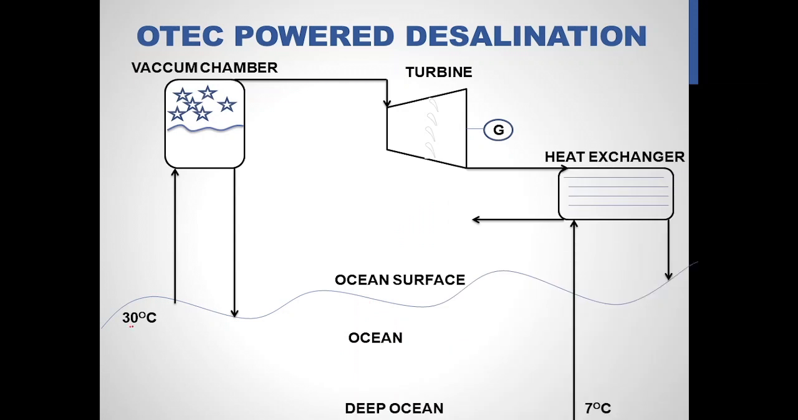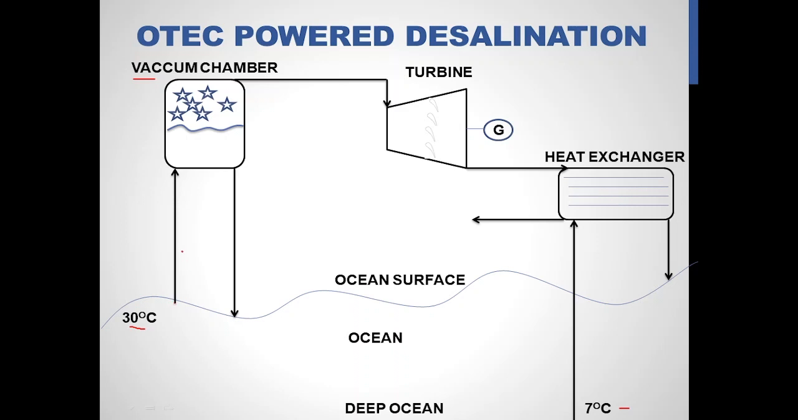If you see, there's the ocean surface at 30 degrees Celsius, and if you go into the deep ocean, it will be around 7 degrees Celsius. For that, I think you need to go 4 kilometers deep into the ocean. So what we need is a vacuum chamber where we create a vacuum pressure. Let's suppose we create a 2 kilopascal vacuum in the chamber, which means that at approximately 2 kilopascal, water at 25 to 30 degrees Celsius will evaporate.